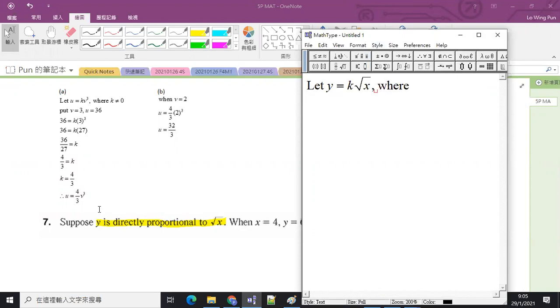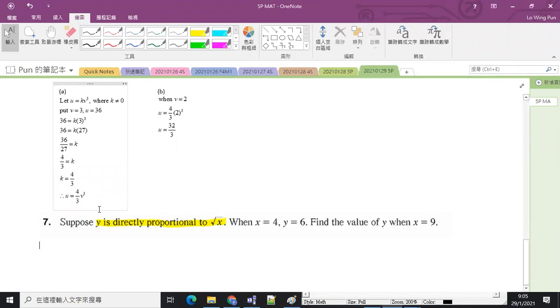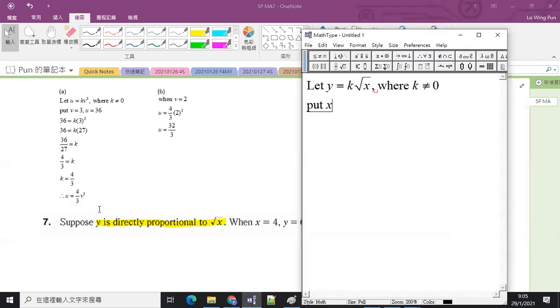Where k is not equal to 0. And then you just put the pair of given numbers into this equation when x is 4 and y is 6. So put x equals 4 and y equals 6. So 6 is equal to k times square root of 4. The square root of 4 is a pure number, and you may calculate this first. Square root of 4 is equal to 2, right? And then divide the 2 to the left-hand side, and you get 3 is equal to k, which means that k is equal to 3.